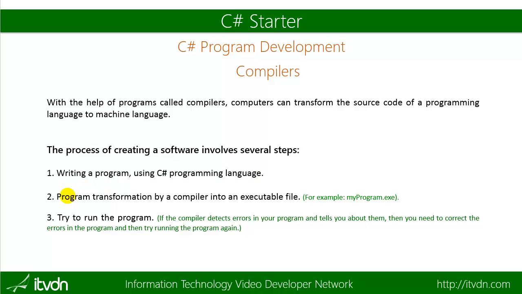The second step is that the program is then translated by the compiler into an executable file, for example, myprogram.exe. The third step is we try to run the program. If the compiler detects some errors in your code, it will tell you about all the errors you have, and then you try to correct them. After correcting the errors, your program should run as intended.